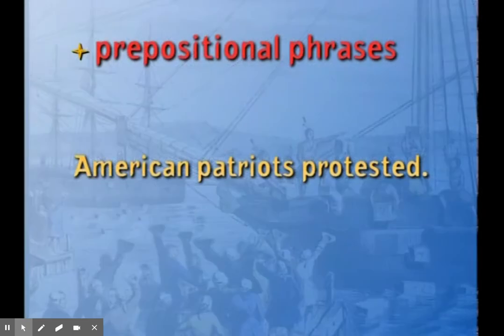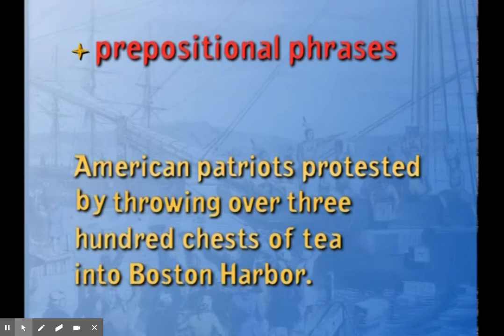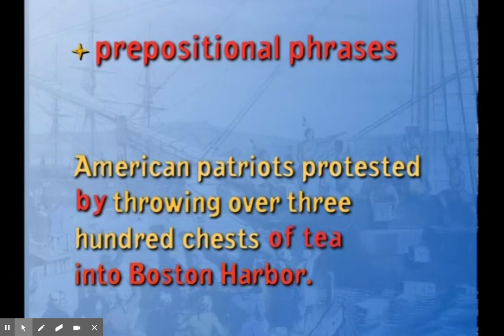"American patriots protested." This sentence could be improved by explaining how they protested. "American patriots protested by throwing over 300 chests of tea into Boston Harbor." We use the preposition by to add more information. Look again and you'll notice 2 more prepositional phrases in this sentence. "Of tea" acts like an adjective describing what was in the chests. The phrase "into Boston Harbor" adds information about where the chests were thrown.